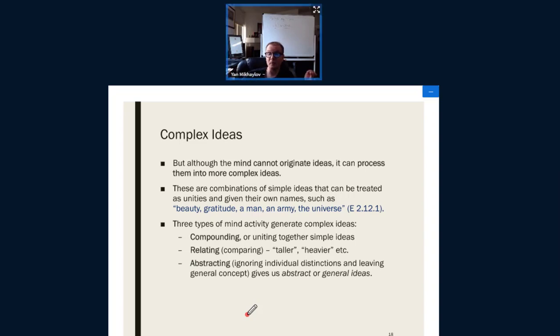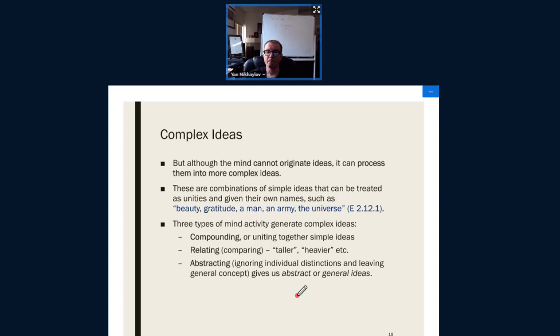So three types of mind activity can give us these complex ideas. Compounding, just bulking them together. Two ideas connected through compounding. Relating. Now that would be stuff like taller or heavier, right? That's what you would say when you have an idea of one object and the other object is heavier than the first one. You have the idea that it is heavier by relating one to the other. And finally, abstracting. That's actually a very important one, and that's what we're also going to talk more about next time when we talk about Berkeley.